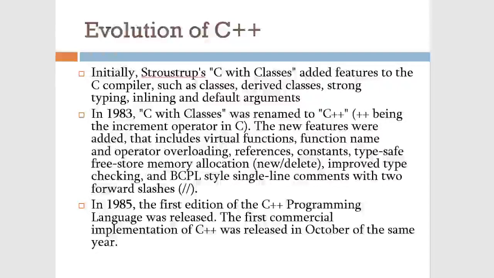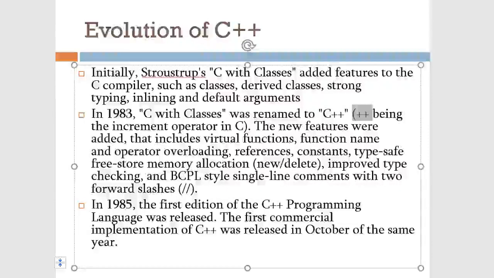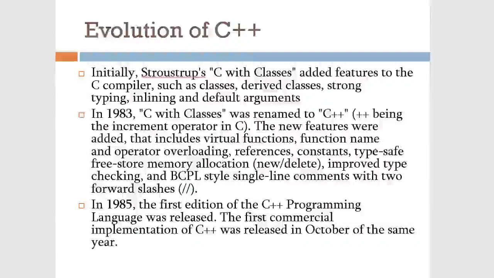In 1983, C with classes was renamed to C++, and the plus plus is the increment operator in C, so it's like an incrementation of C. C++ is a superset of the C programming language. In 1985, the first edition of the C++ language was released, and the first commercial implementation was released in October of the same year.